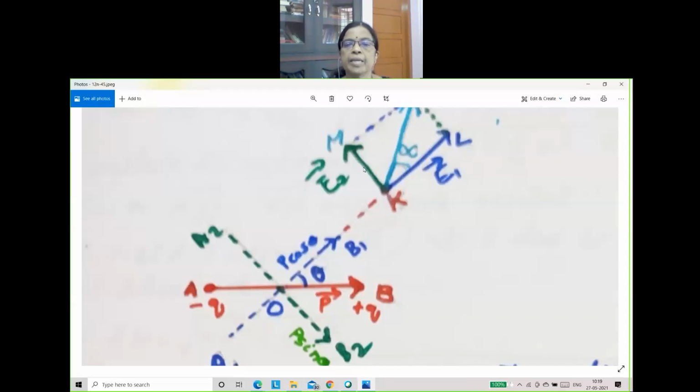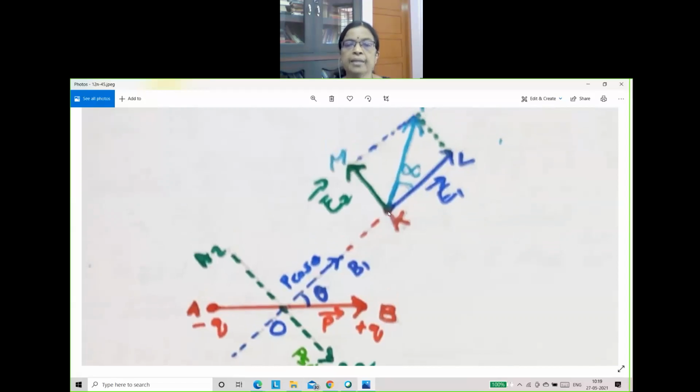E1 and E2 we got acting at the point K, two vectors. And here we have to take the resultant. How will you find the resultant? We use the parallelogram law of vector addition. Complete the parallelogram and draw the diagonal. This diagonal will give E.